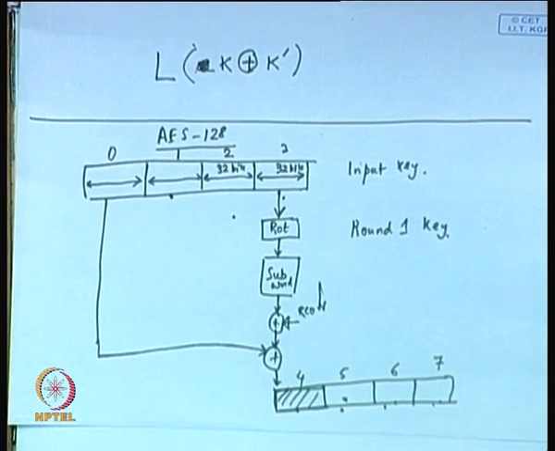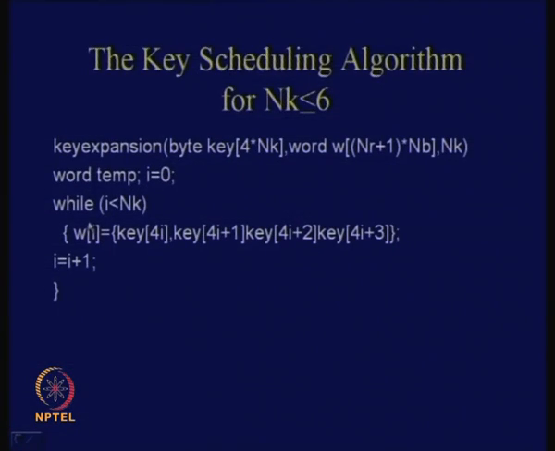Now you see the pseudocode, I think it should be better explained, okay. What it does is it takes an input key. I have written 4*NK, so in case of AES 128, this value is equal to 4, so that is 4 into 4 means 16, okay. So there are 16 bytes, therefore the data type of this is byte, so you take 16 bytes of the key and you store that in a word array which is supposed to hold the output of your key scheduling algorithm, okay.